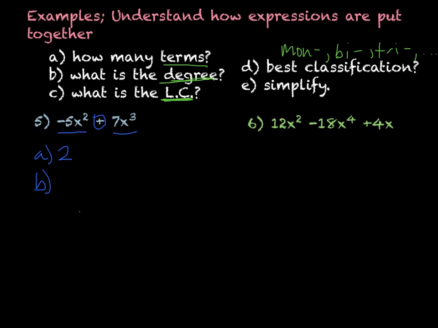Alright, so for B, what is the degree? Well, the degree is the biggest exponent. Okay, so we have exponents of 2 and 3. Well, 3 is obviously bigger than 2, so that means that my degree is 3.